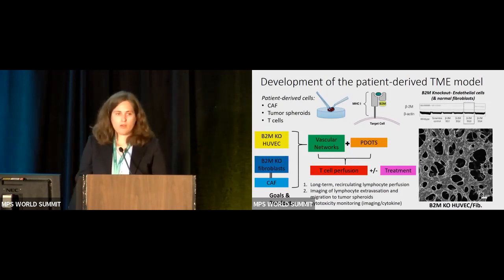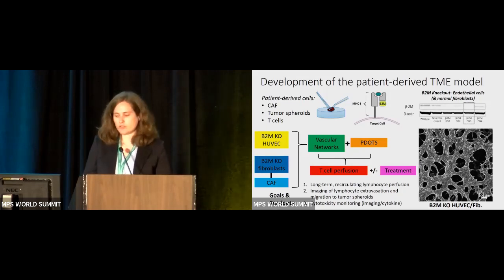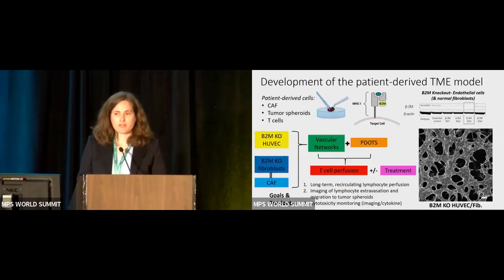And so the full model picture is to combine these B2M knockout HUVEC either with our cancer-associated fibroblasts or with our B2M knockout fibroblasts. And we could also combine those two in different ratios to look at the impact of the CAF on the microenvironment. And when we combine those endothelial cells and stromal cells, that's what generates our microvascular networks. And within those microvascular networks, we're embedding the PDOTs, those patient-derived spheroids. And then after about a week of culture, we have perfusible networks, and then we can flow the T cells through the system in the presence or the absence of a treatment such as the immune checkpoint blockade.